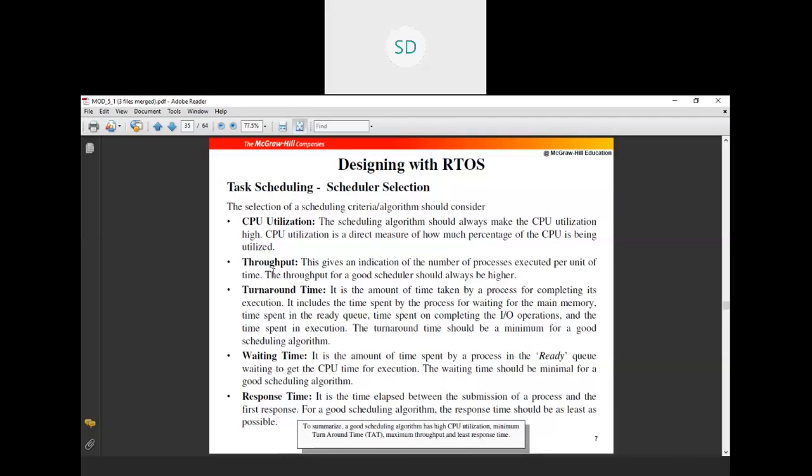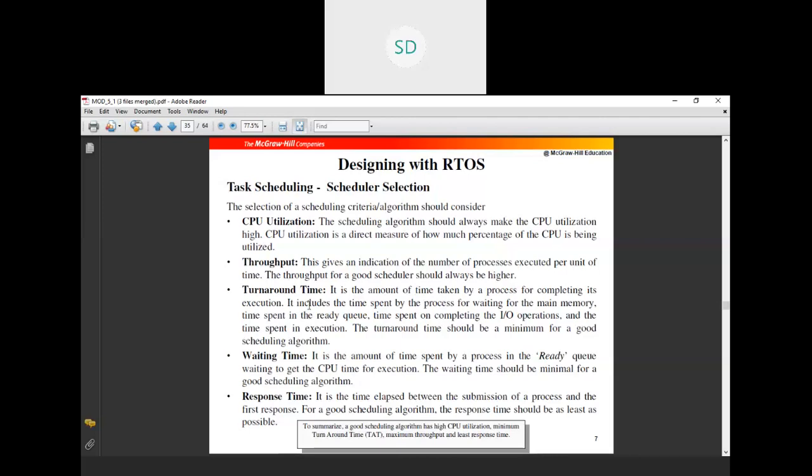Next is throughput. Throughput gives an indication of the number of processes executed per unit time. For a particular time interval, how many processes have been executed, that is throughput. Therefore, throughput for a good scheduler should always be higher. Okay, turnaround time is the next criterion.